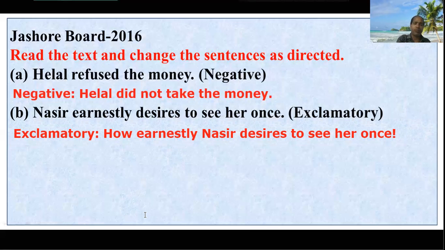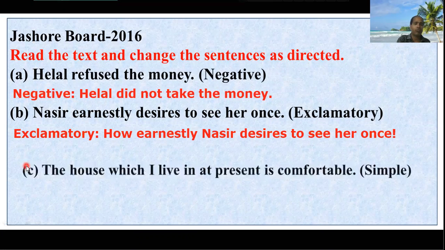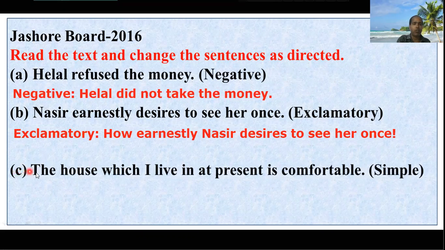Going to next step. Question C. The house which I live in at present is comfortable. Simple. So, my dear students, the question: is the sentence complex or compound?